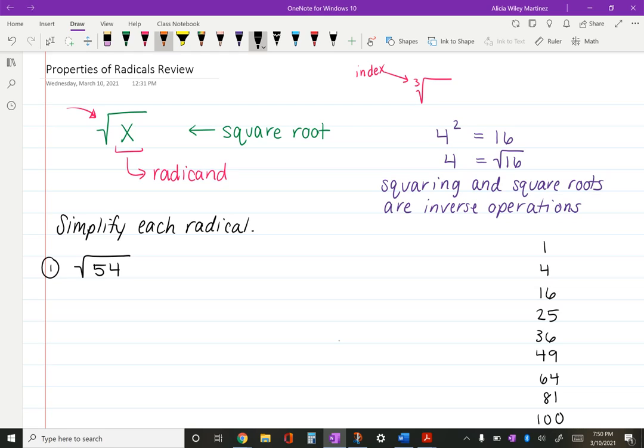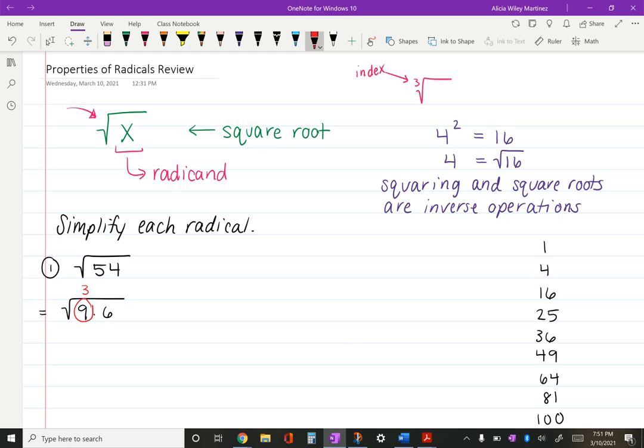If you know your multiplication facts really well, you'll recognize that the square root of 54 is the same as the square root of 9 times 6. 9 being a perfect square number. Okay. Now 6 is not a perfect square, so I'm just going to leave it. Okay. But I do know that 9 is a perfect square. I'm going to circle that. 9 is a perfect square, and I know the square root of 9 is 3.